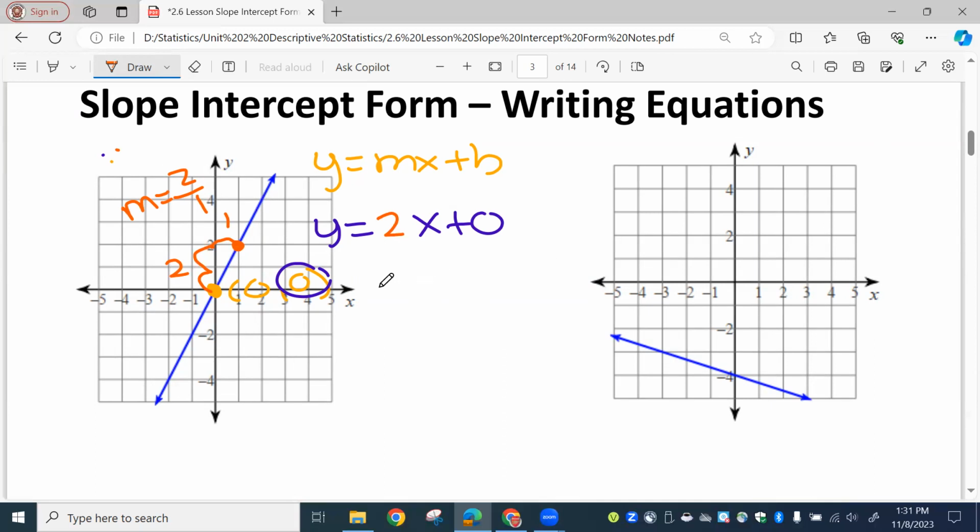And then to clean this up, whenever we have a plus 0, we can get rid of that plus 0 and just write the equation of this line as y equals 2x. So if you ever see the equation of a line and there's nothing at the end of that, there's no plus or minus anything, that's because that line goes through the origin.